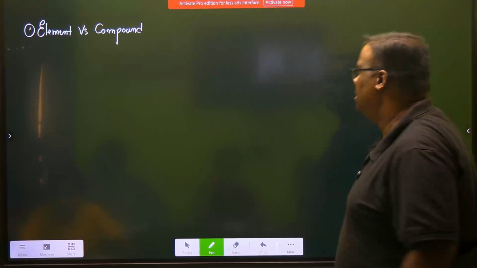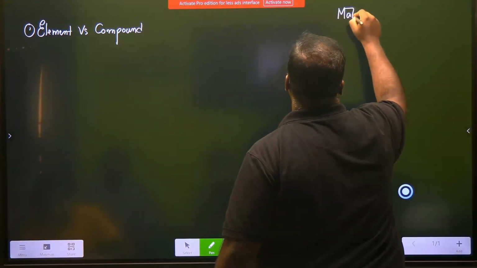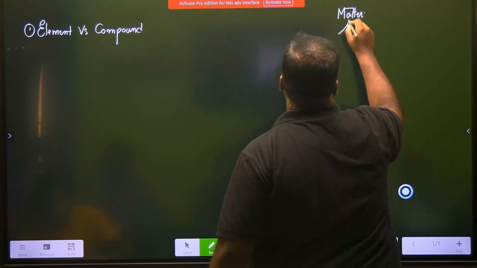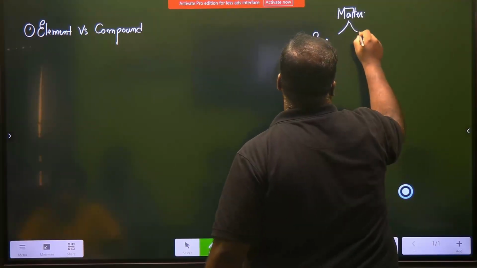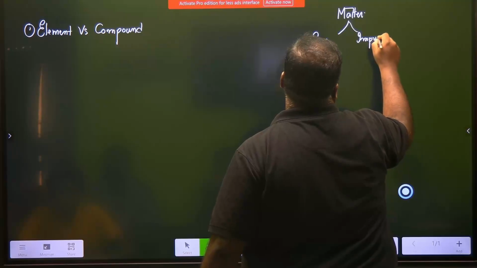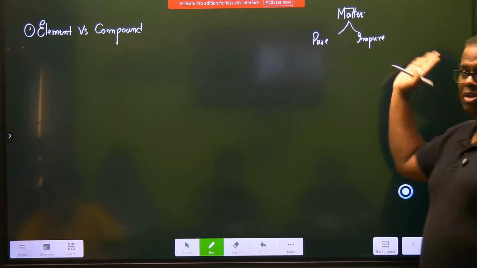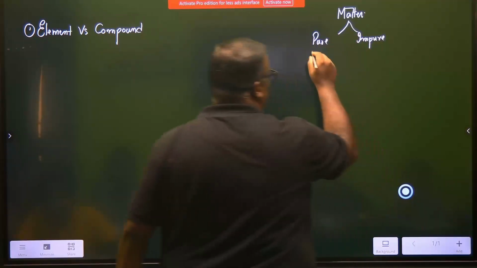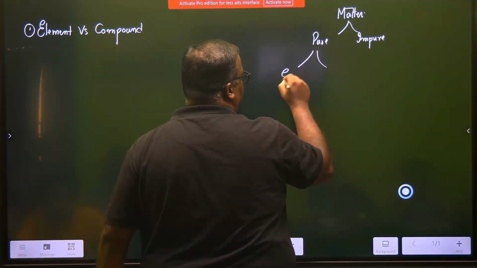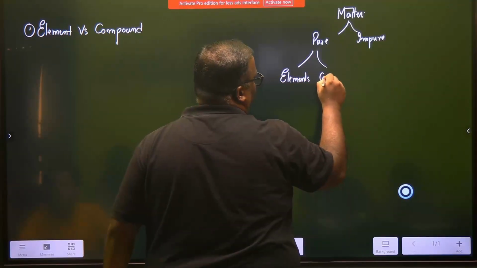So we have matter. Okay, we have matter, and matter is divided into pure and impure. Impure matter, pure substances, impure substances. This part we have already studied. All the mixtures and everything come here. Today we'll concentrate on this. Pure can be further classified as elements or compounds.